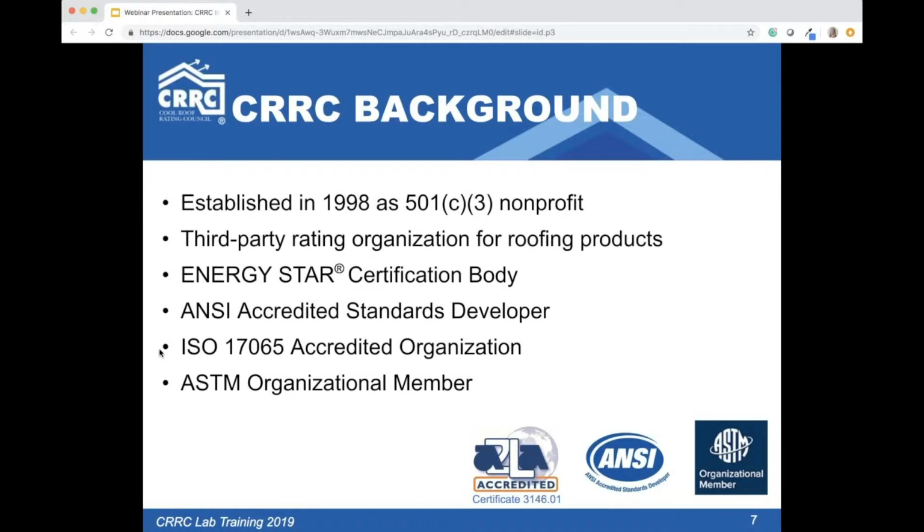We are also an Energy Star certification body. Some of you may be aware that the Energy Star program for roofs is sunsetting. They have released information about that, but until the program formally shuts down, we are going to continue to be an Energy Star certification body, which means that manufacturers can send their products through our process to get that Energy Star certification. We handle all the paperwork.